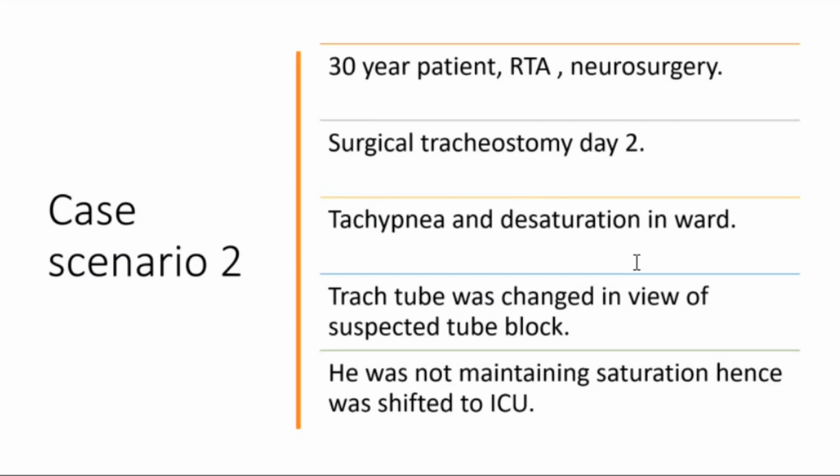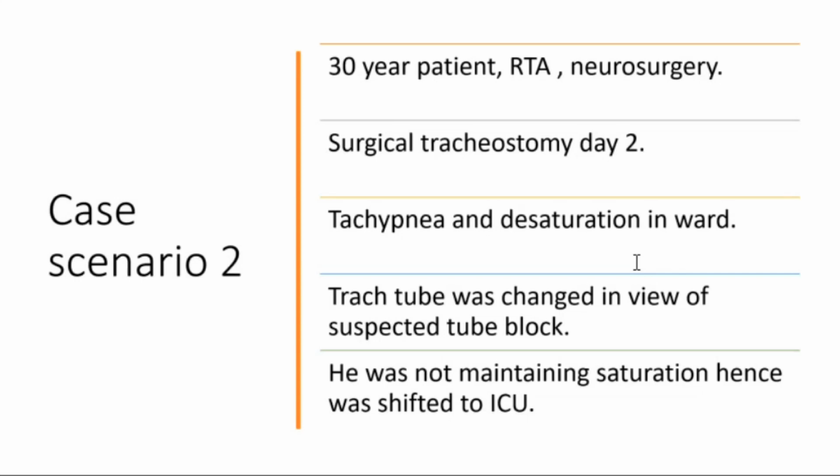One more case scenario we'll quickly go through. This is another example. The patient had a road traffic accident, underwent a surgical decompression, and underwent a tracheostomy. It was an early tracheostomy compared to the first case, on the second day. In the ward, he was desaturating and had tachypnea. The neurosurgery resident thought it was a tube block because the suction catheter was not going, so the resident tried to change the tube. The tube was changed, and even then the saturation was not improving, so the patient was shifted to the ICU.